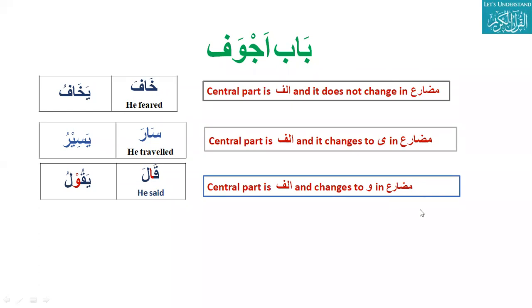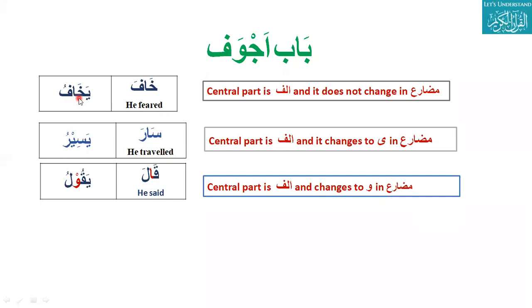So we are here to start our second session of this week. We were on level 2 on Bab Misal yesterday. In level 2, the first one is Bab Ajwaf. Bab Ajwaf has three cases. First of all, Ajwaf means central.